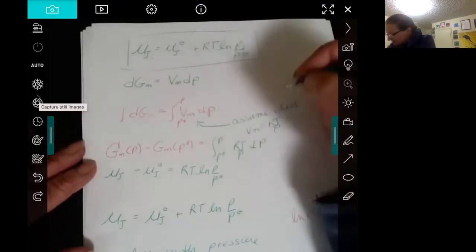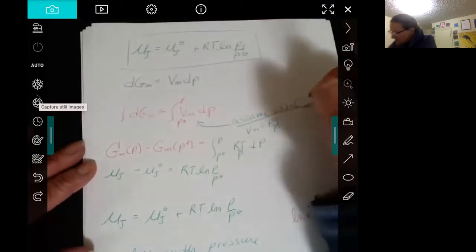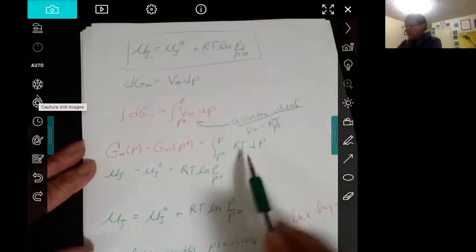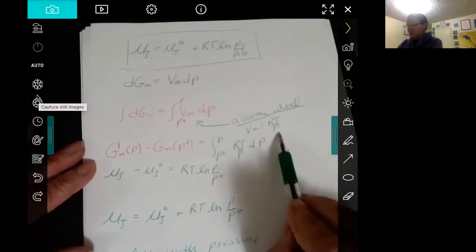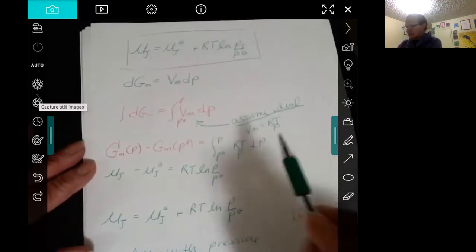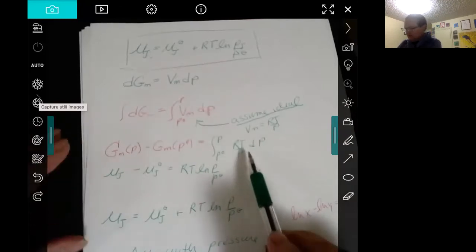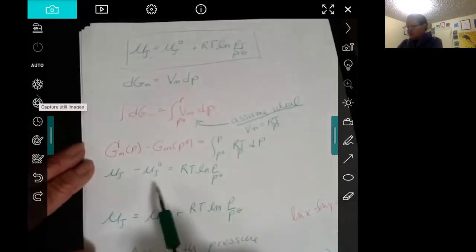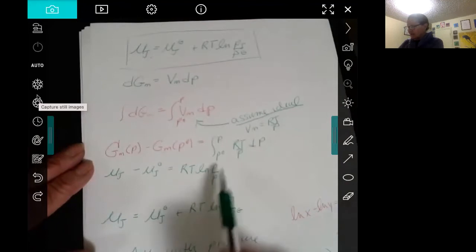So for an ideal gas, the molar volume has to be written as RT over P because it changes with pressure. So when we integrate this, you'll notice again, we're doing the same integral, 1 over x. So we'll get RT ln of P over P naught.